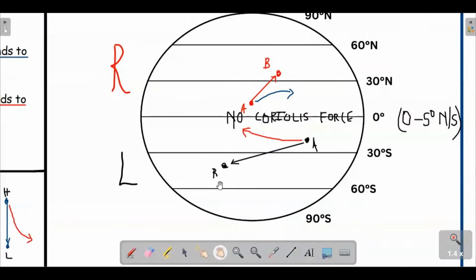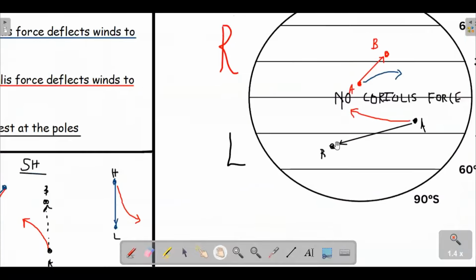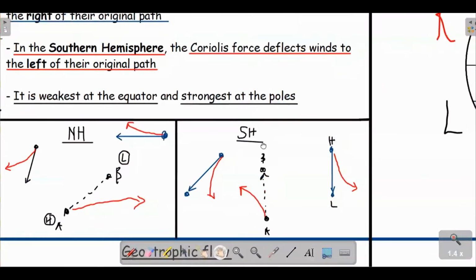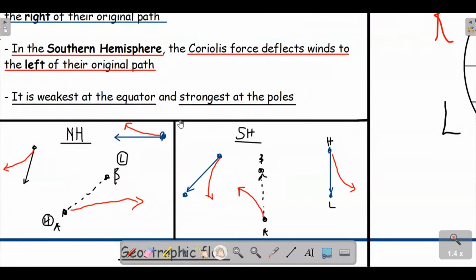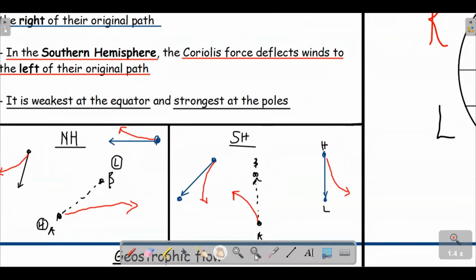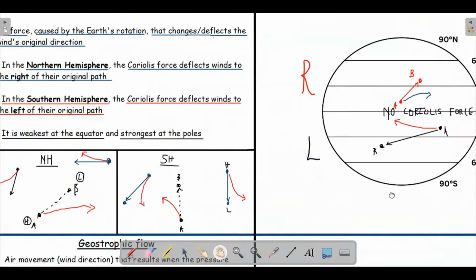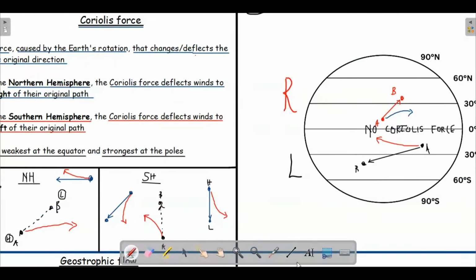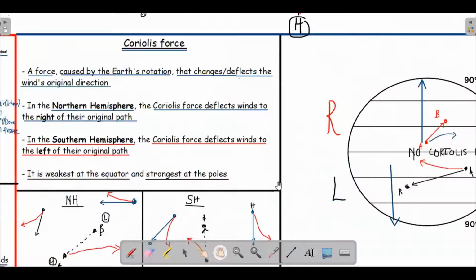But between 0 and 5 degrees, like at 3 degrees, there is no Coriolis force at all, so there's no deflection there. And it is strongest at the poles. So we see a strong deflection at the poles, meaning the Coriolis force's strength increases from 5 degrees all the way to 90 degrees. It becomes stronger and stronger as it approaches 90, and in the northern hemisphere as well. So that is the Coriolis force, and I think that's all you need to know there.